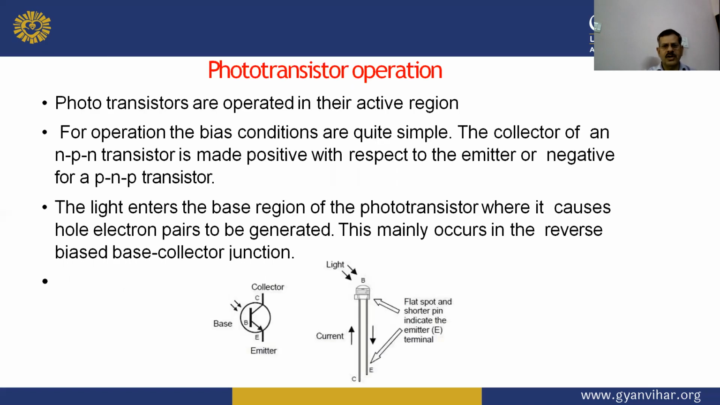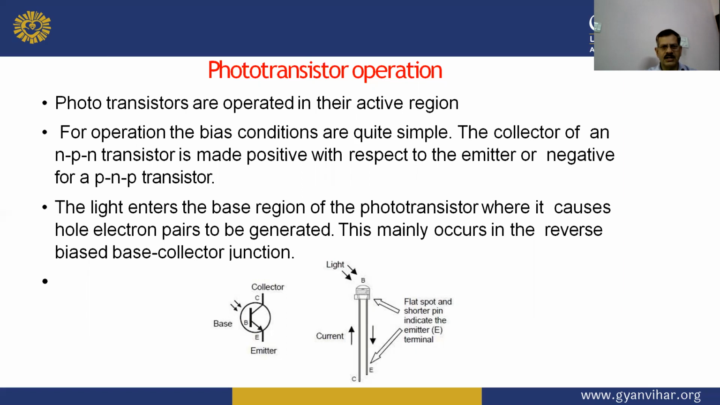What is the operation or working principle of a phototransistor? Phototransistors are operated in their active region. For operation, the bias conditions are quite simple. The collector of an NPN transistor is made positive with respect to the emitter, or negative for the PNP transistor. So we use two types of transistors here: one is the PNP transistor and the second is the NPN transistor.